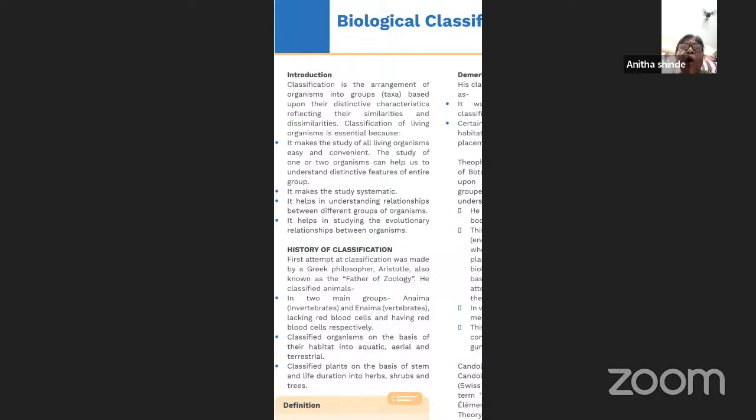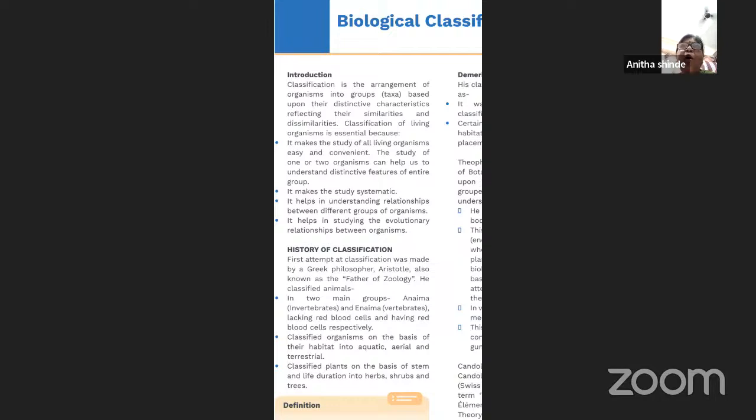So classification of the living organisms is essential because it makes it very easy and convenient to study all the living organisms. It makes the study systematic, in an orderly manner, and helps you understand the various relationships between these organisms. It also tells you about their evolutionary relationships, meaning which organism has evolved from which ancestor. What is their ancestral history? What is their evolutionary significance? For these reasons, classification is very essential.